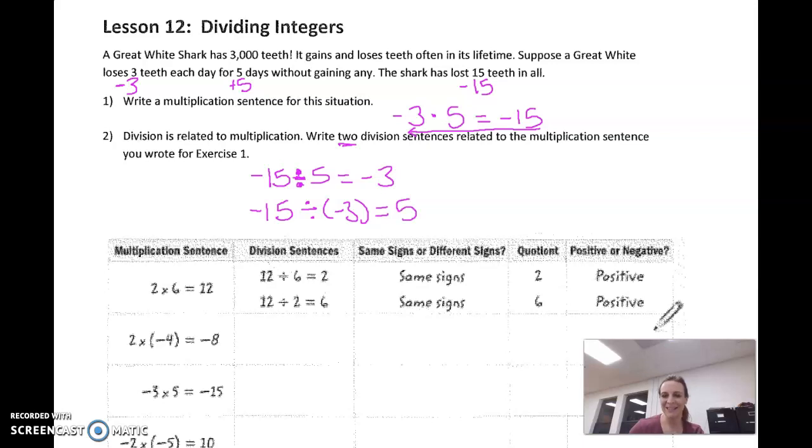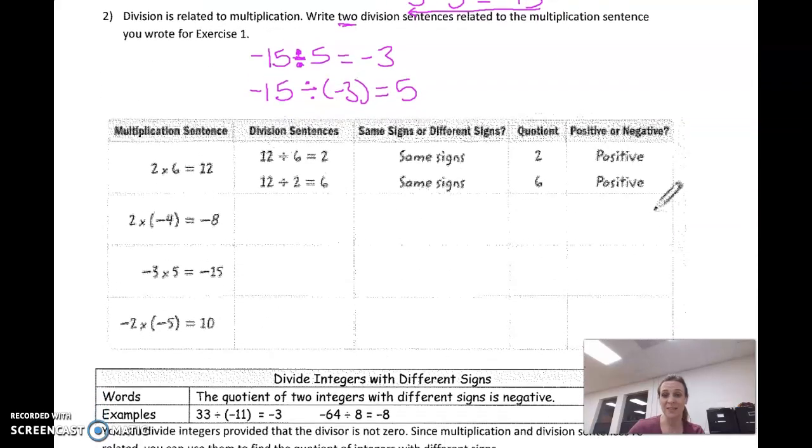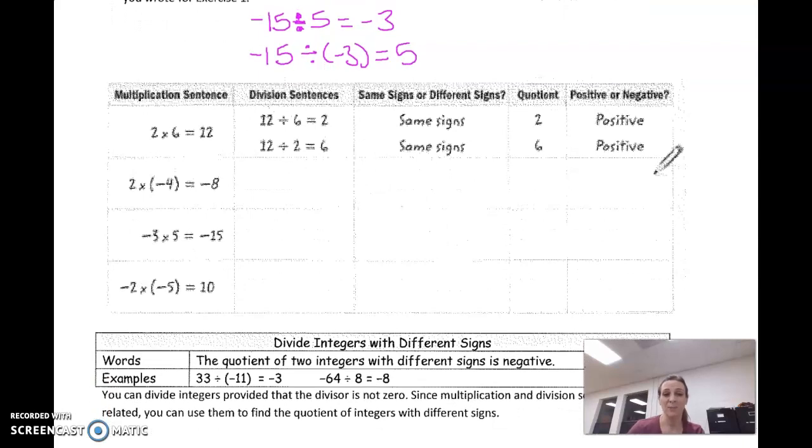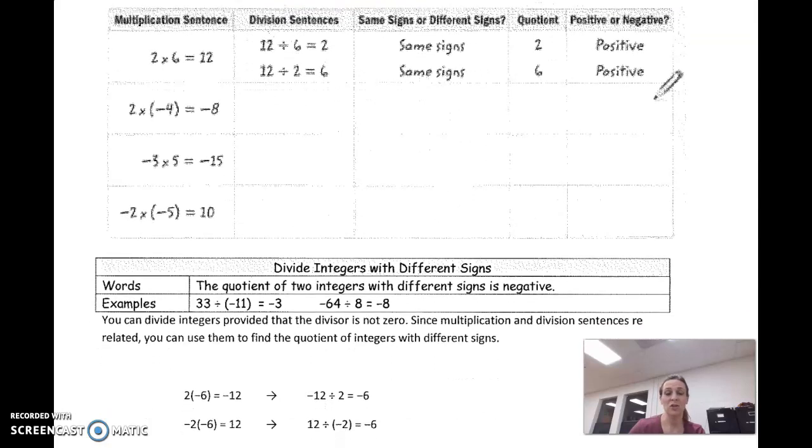So we're going to start seeing some rules developing here because division is related to multiplication. So let's look at this table here. Basically, we have this multiplication sentence already given to us, and we want to translate those into two division sentences and then answer some questions on it. You'll notice here they had 2 times 6 equals 12. So if I want to change that to division, remember we go backwards here. 12 divided by 6 equals 2.